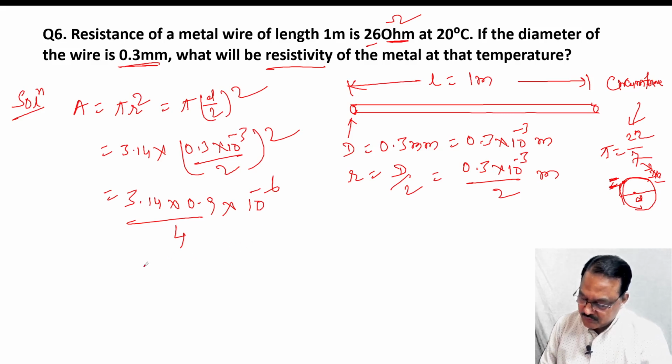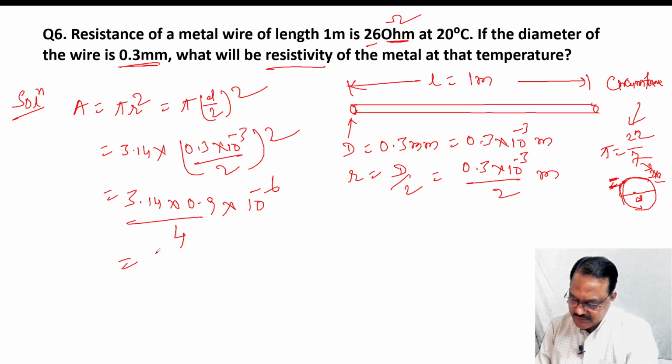So now what we have to do? Just multiply this value of 3.14 into 0.9 by 4. How much it will come? 9 4 ja 36, 9 1 ja 2, 28.